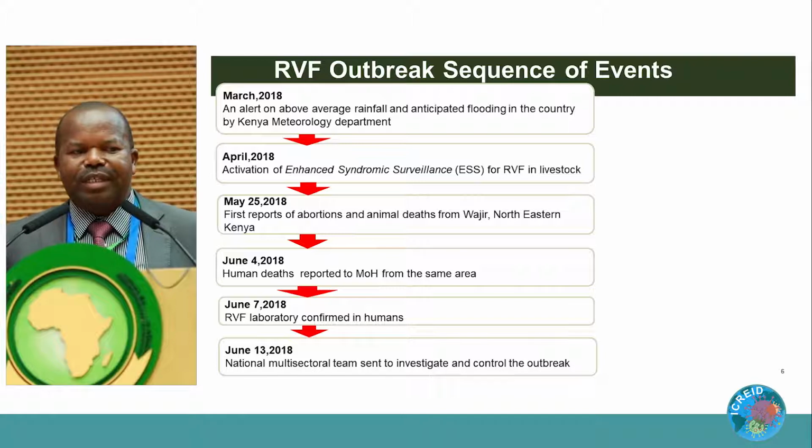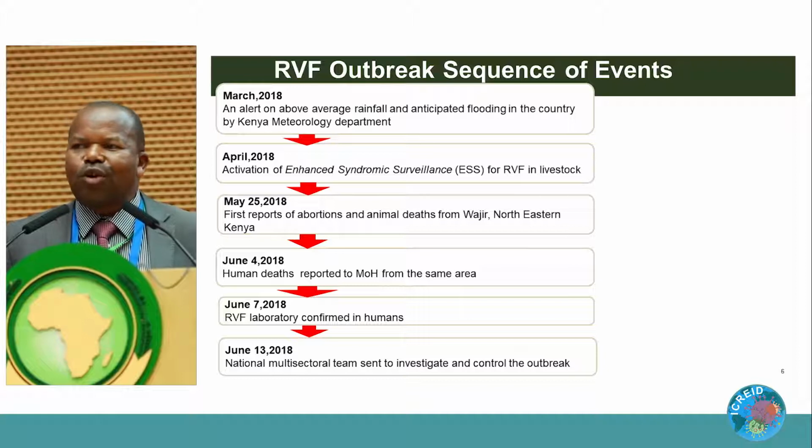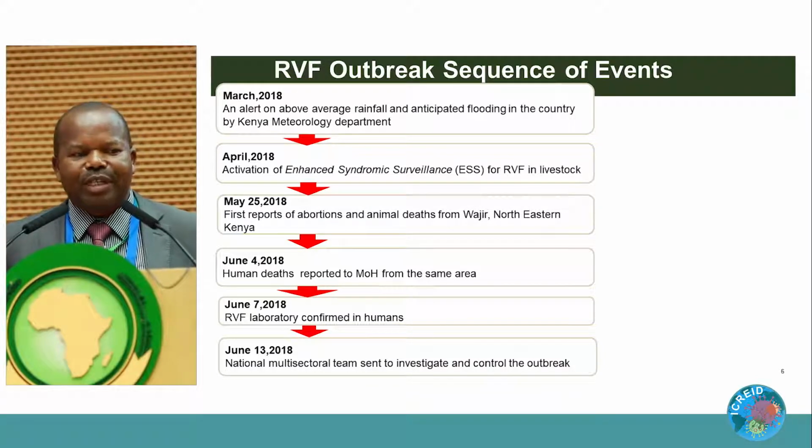what happened in 2018? Just a chronology of events showing you clearly, and this is almost always the case, that you will get a warning from the meteorological department about impending long rains or heavy rains. The next thing you will know is you're being told there are reports of abortion. So once we hear about long rains coming, it's important to be on high alert, but also enhance event-based surveillance wherever it happens.